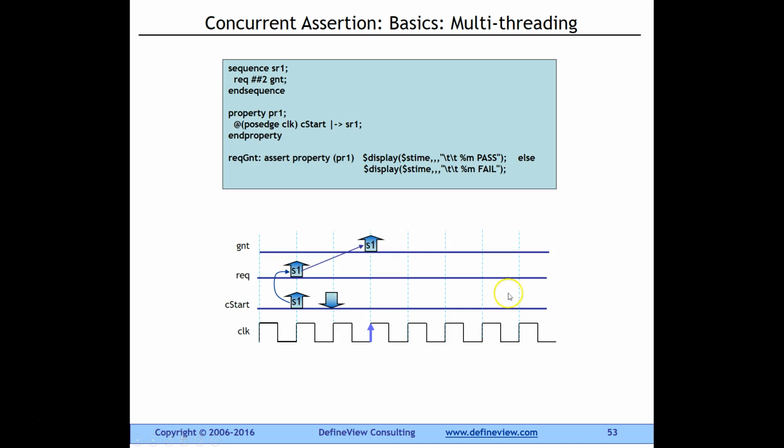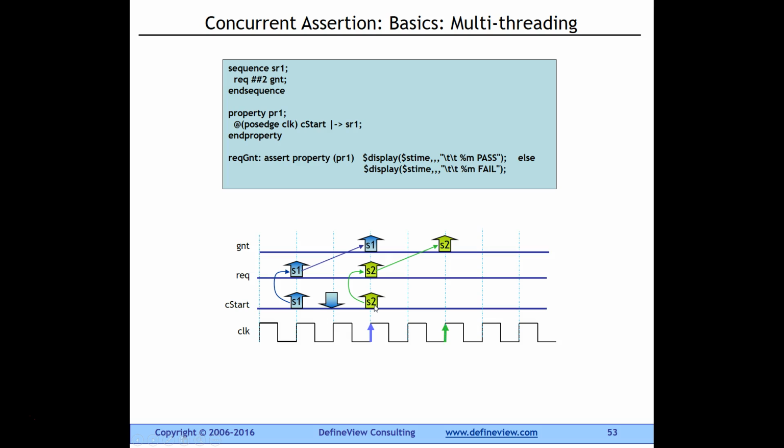Now let's see what happens. The very next clock edge, C start is sampled low, and since it is sampled low, this implication won't fire. This assert property won't fire because C start is not high. Okay, moving along. I call the first S1 thread. Now at this clock edge, C start is sampled high again. But note, the very first thing you note here is that the first thread, S1, completes the same clock that the next thread starts.